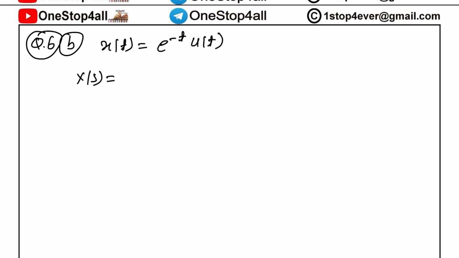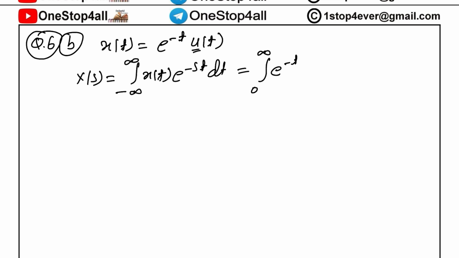So, X of s will be, we already solved this one in the previous lecture of signals and systems, you may refer to that one. What is the Laplace transform formula? Integral from minus infinity to plus infinity of x of t e to the power minus s t dt. This is your simple formula. As it is u of t, the integration will be 0 to infinity e to the power minus t e to the power minus s t dt, correct. It is simple.